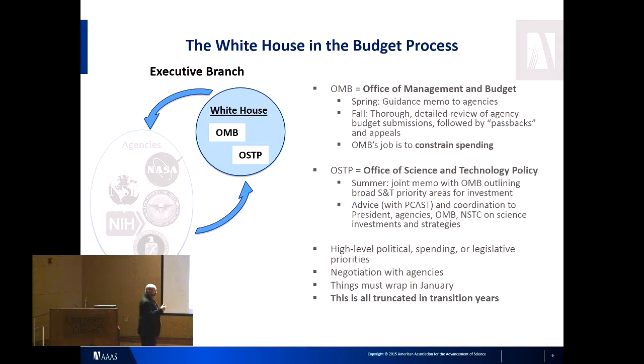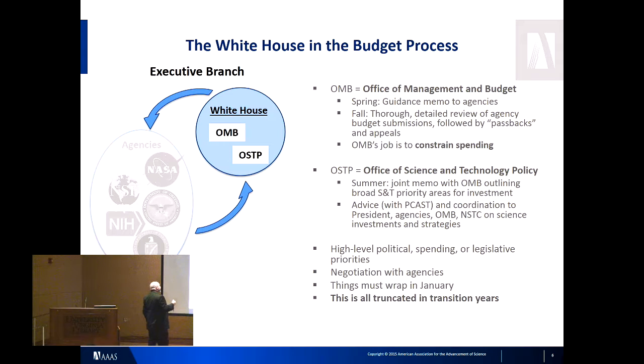OMB will review their budget requests and send them back to the agencies with markups, changes, recommendations, directives on things to increase, things to cut. Those are called passbacks when OMB returns the budget to the agency. And OMB ultimately has to approve what agencies submit around the December, January timeframe, usually after an appeals process.